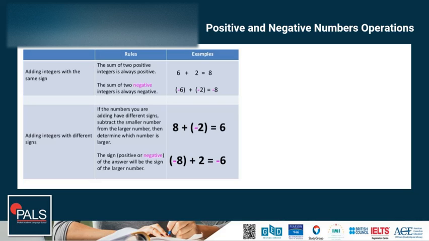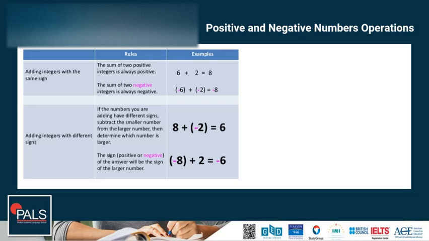Look at the example. Positive 6 plus positive 2. Both of them are positive, so the answer is positive 8. Add and then copy the sign of the two numbers. And another example is negative 6 plus negative 2. Since they are the same sign, you add 6 and 2, which is equal to 8, and copy the sign negative.